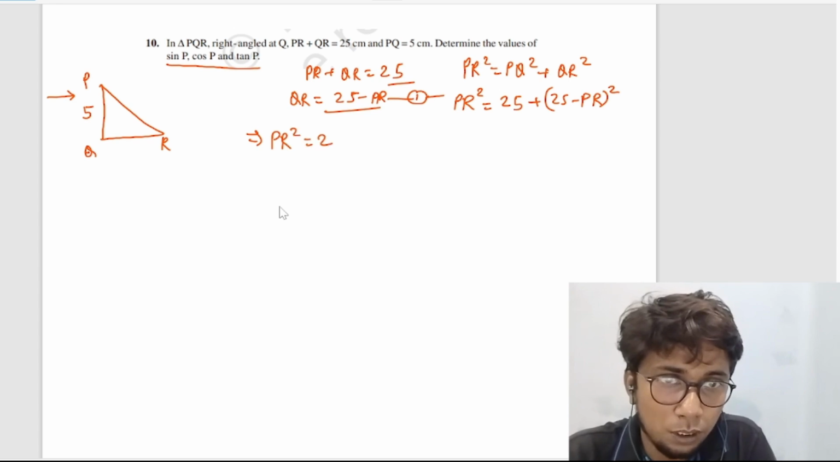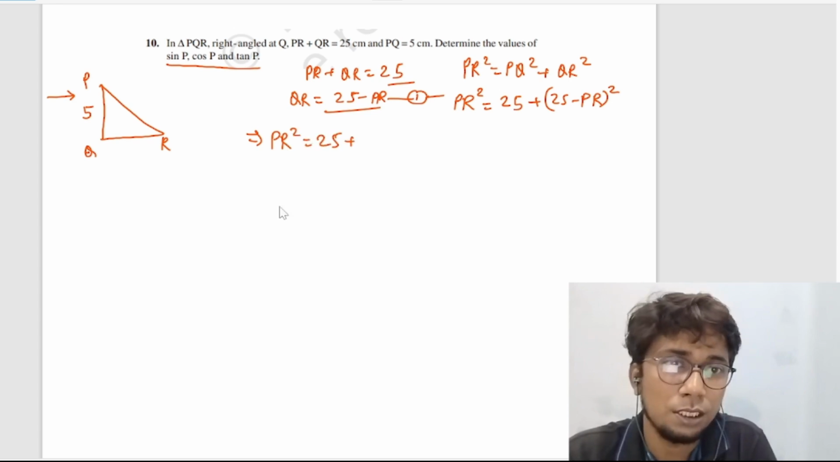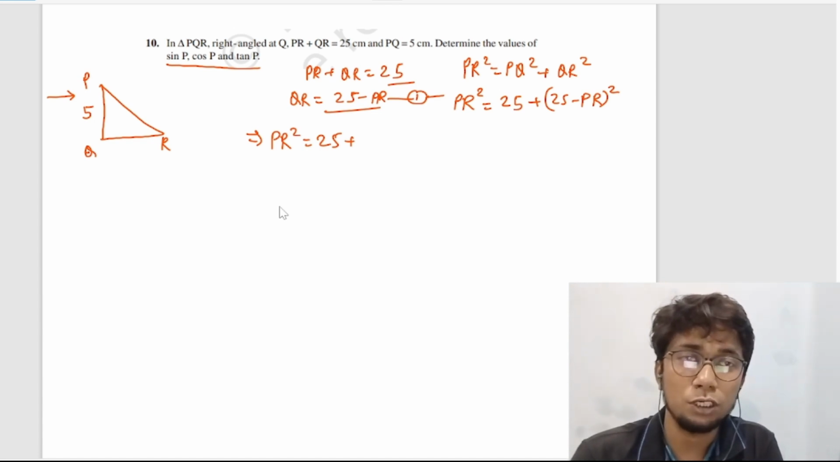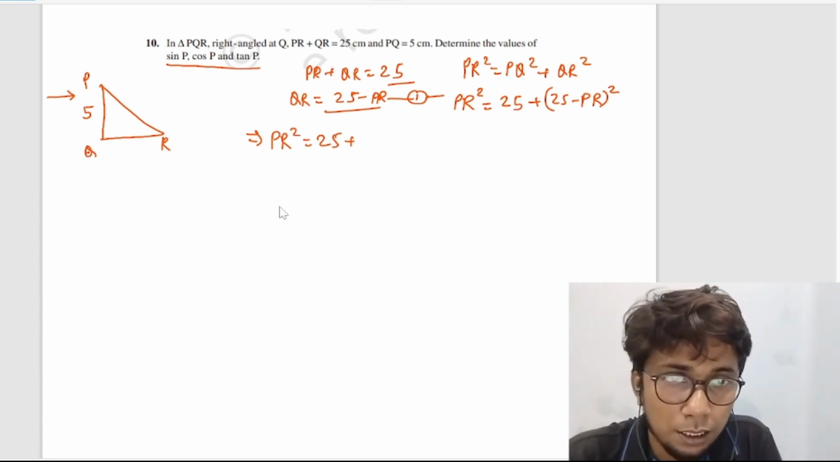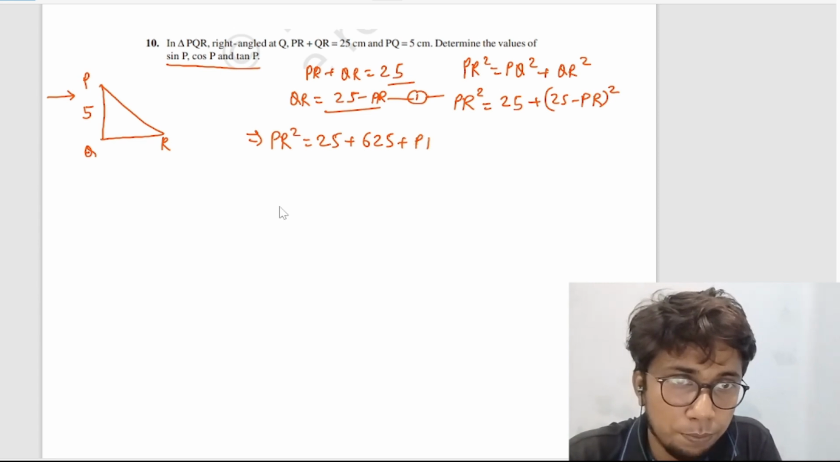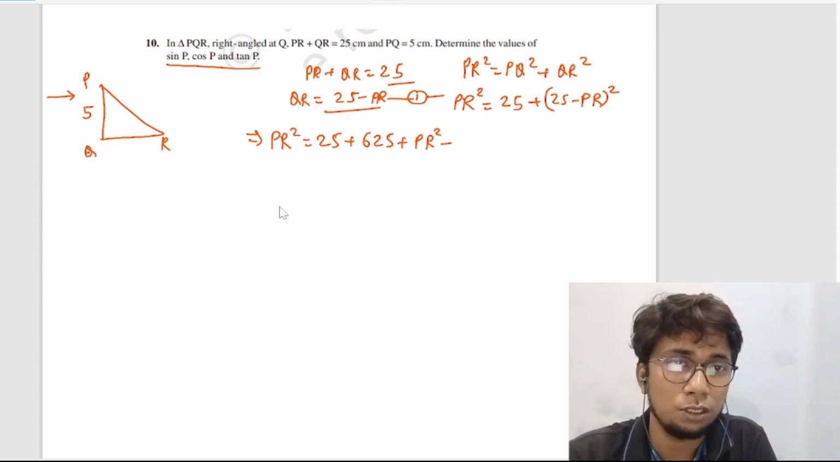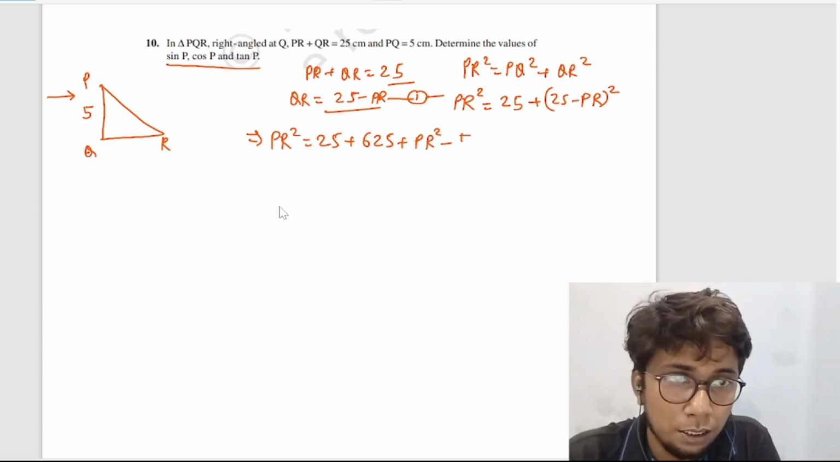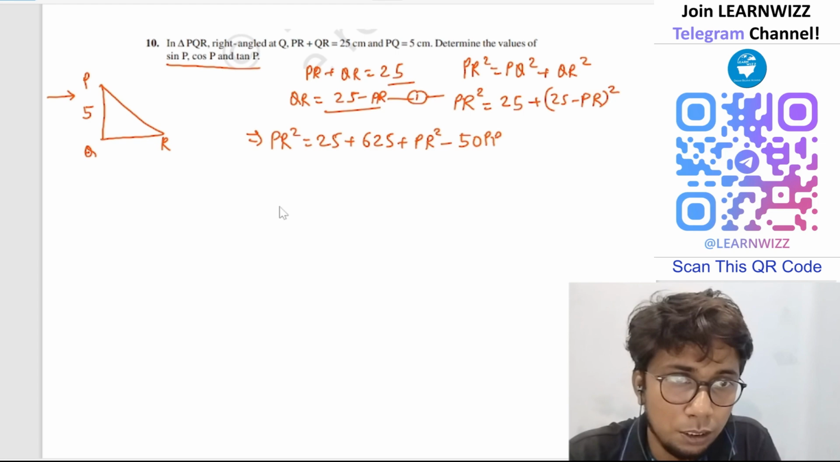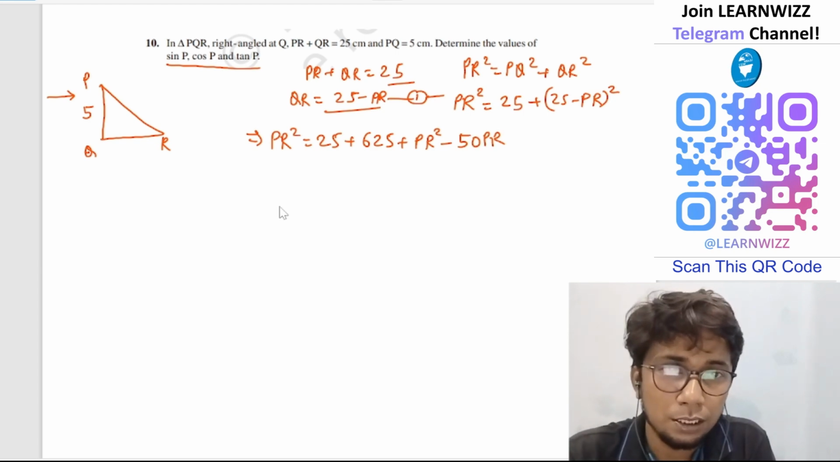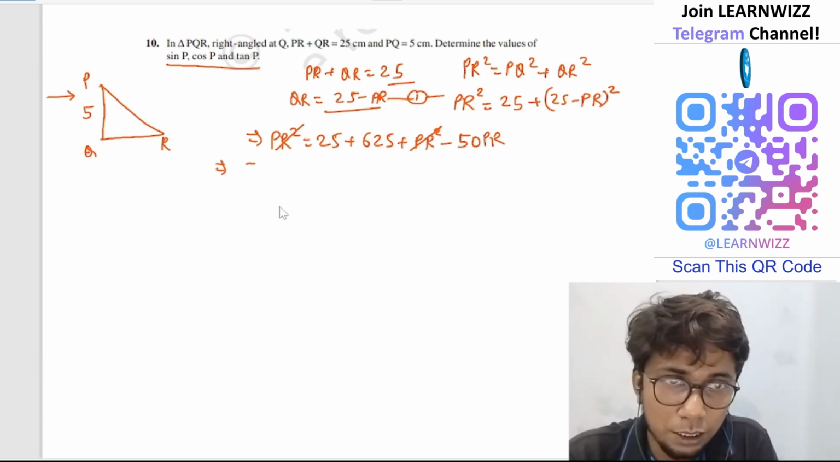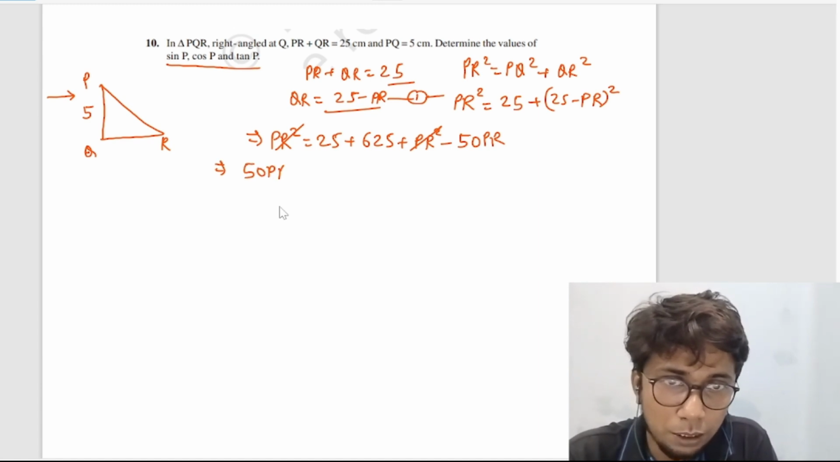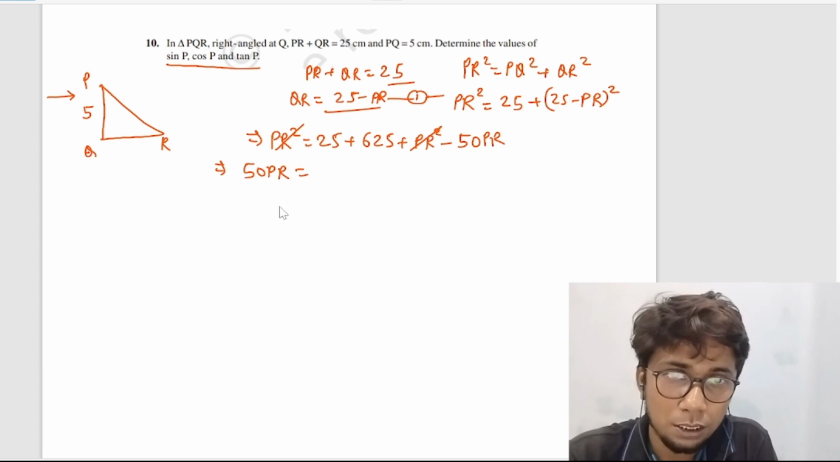PR square is nothing but 25 plus, that is A minus B whole square. What is A square? That is 25 square is 625 plus PR square and minus 2AB, that is 2 times 25 into PR. It is nothing but 50 PR. Fine. Now this PR and this PR will get cancelled out. So finally you will get 50 PR is what? 650.